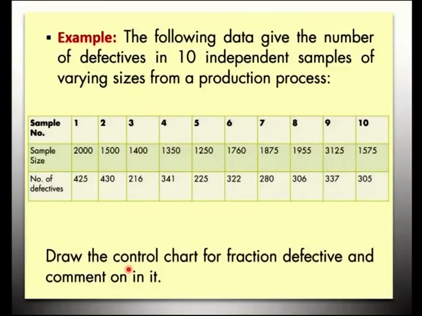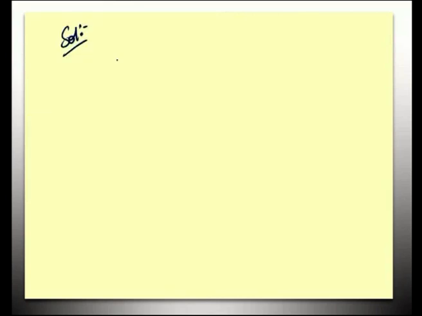Solution. Since we have various sample sizes, we have variable control limits also. So, UCL and LCL will be calculated for each sample. Okay. Since we have a variable sample size, we can draw the control chart for fraction defective in the following 3 ways. So, first of all, variable control limits.